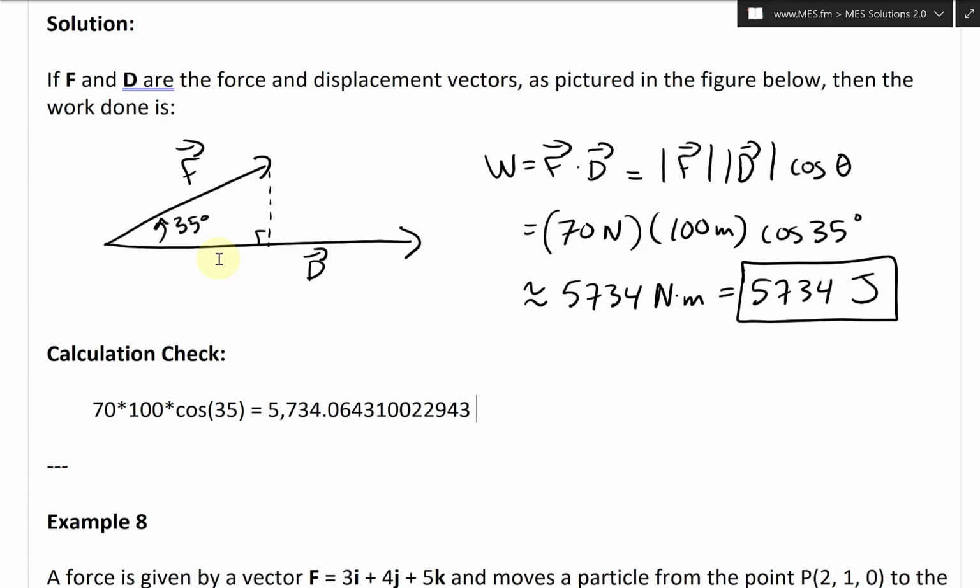Very fascinating stuff. Now that we have that, let's do a quick calculation check. So 70 times 100 times cosine 35. If you just plug this in, this gives joules there, which is fascinating. I think this uses degrees, so yes, that is correct there.